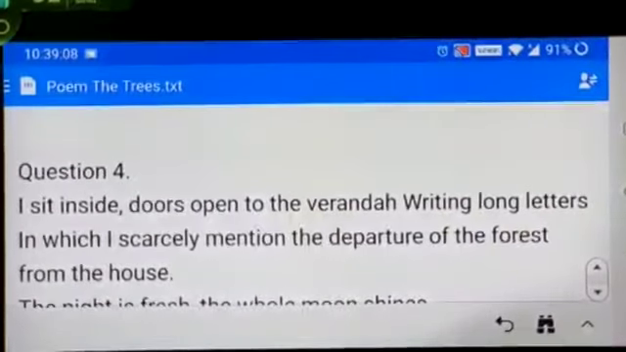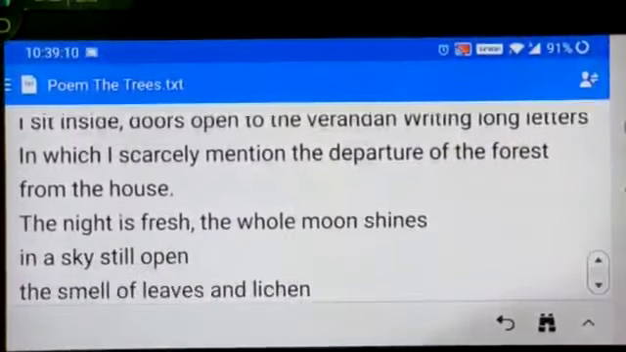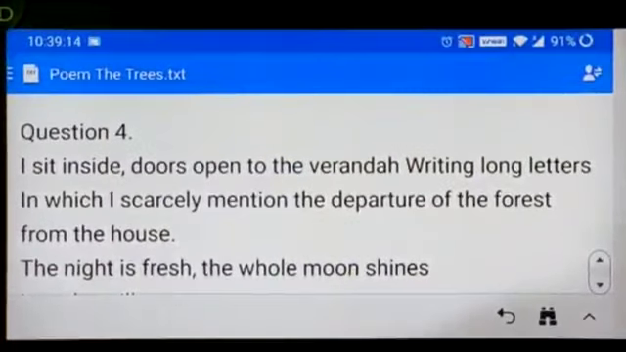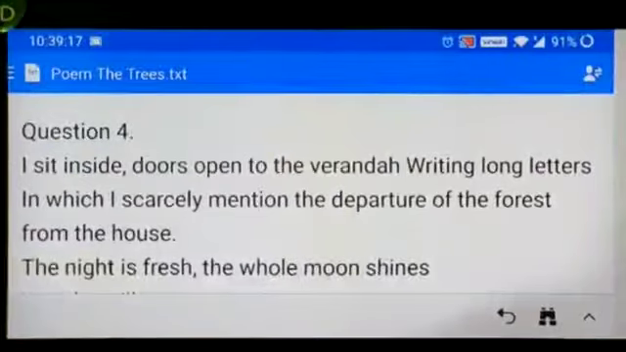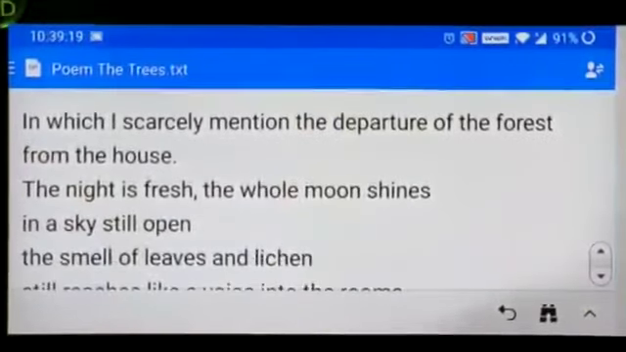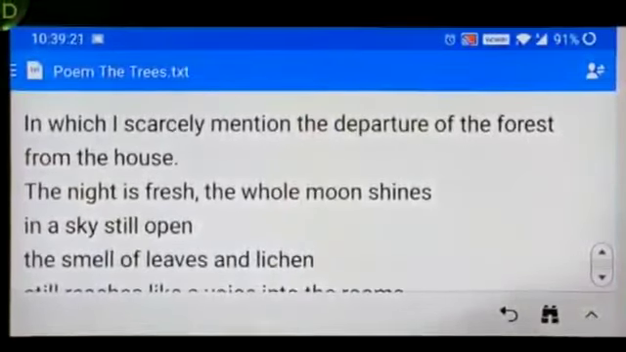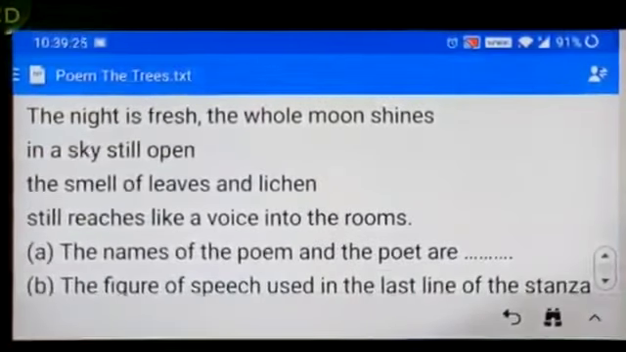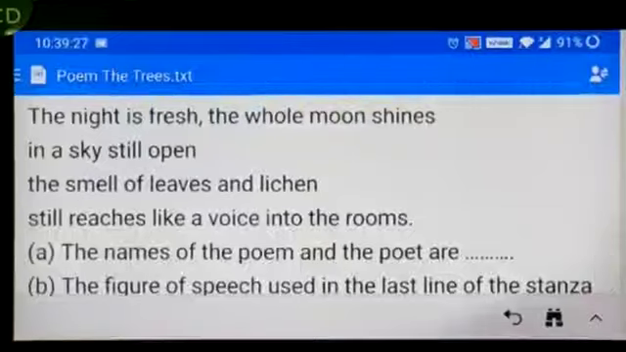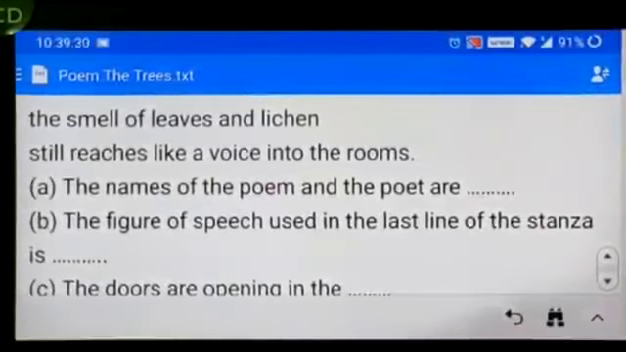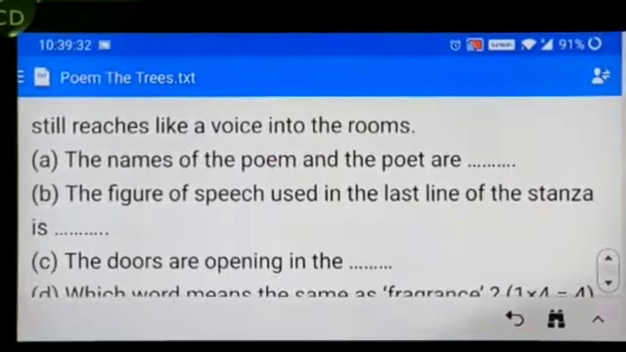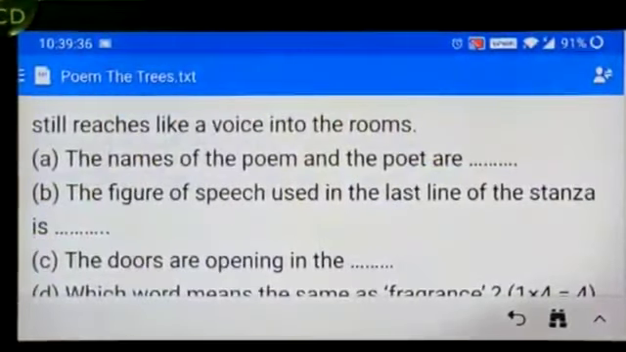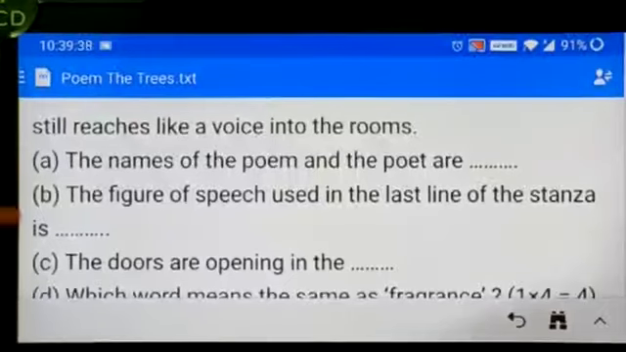After this, again one more RTC is there. I sit inside, doors open to the veranda, writing long letters in which I scarcely mention the departure of the forest from the house. The night is fresh, the whole moon shines in a sky still open. The smell of leaves and lichen still reaches like a voice into the rooms. Now, the name of the poem and the poet are, just see, now here there is a difference that the RTC is given in the form of fill in the blanks. This kind of question can also come, children, that is why I have done this.